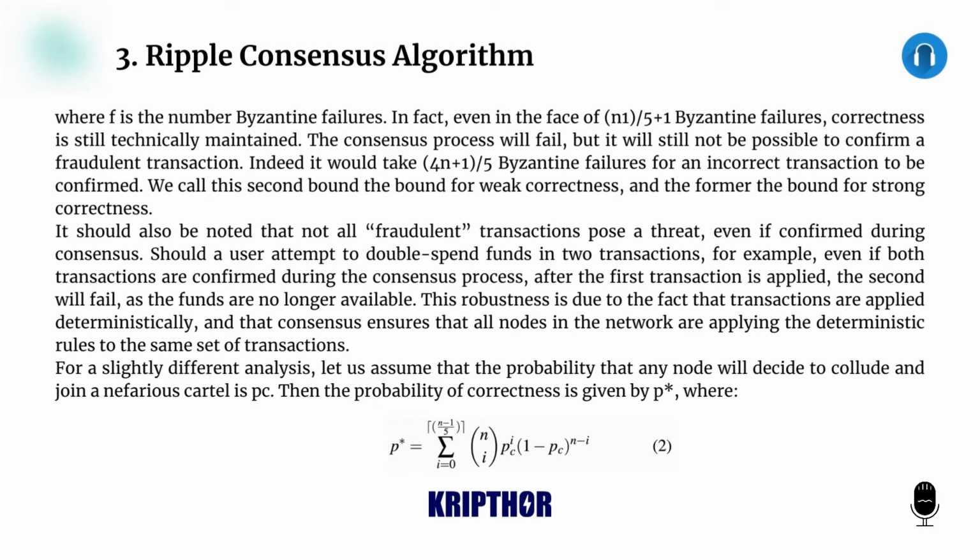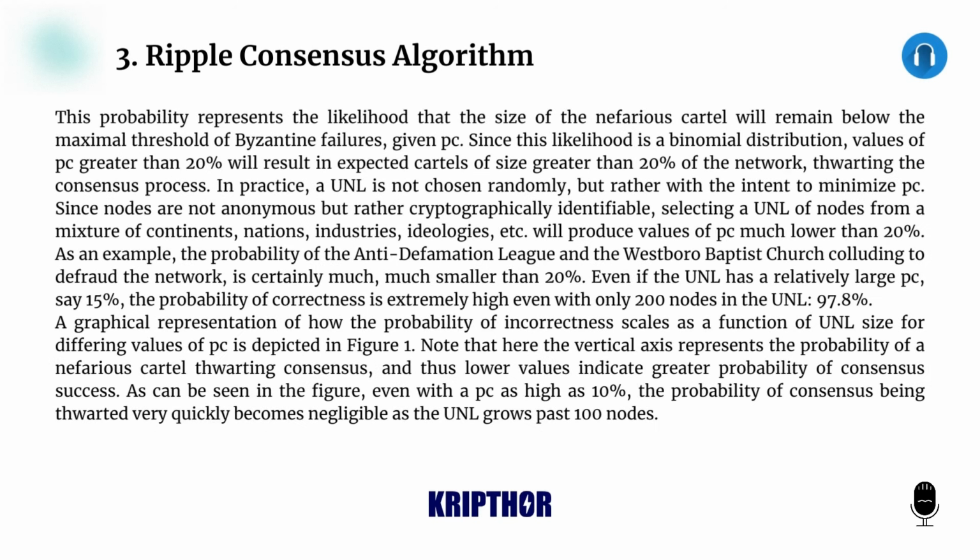For a slightly different analysis, let us assume that the probability that any node will decide to collude and join a nefarious cartel is Pc. Then the probability of correctness is given by Px, where this probability represents the likelihood that the size of the nefarious cartel will remain below the maximal threshold of Byzantine failures, given Pc. Since this likelihood is a binomial distribution, values of Pc greater than 20% will result in expected cartels of size greater than 20% of the network, thwarting the consensus process.